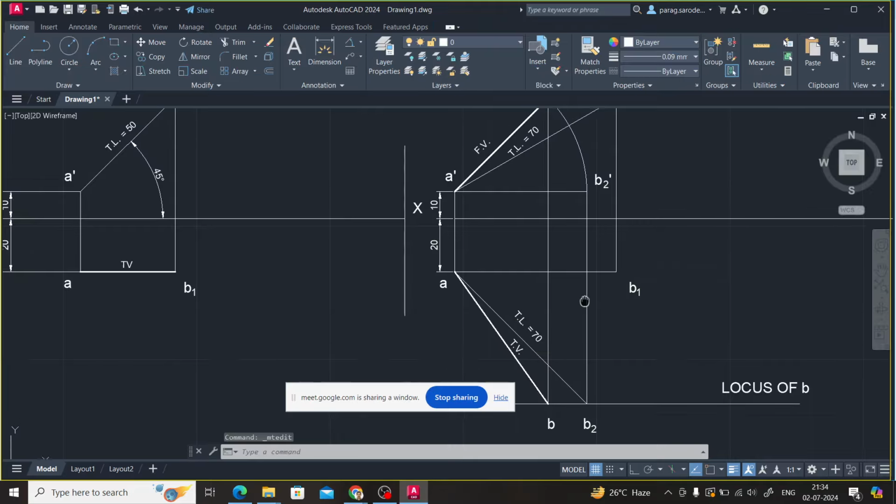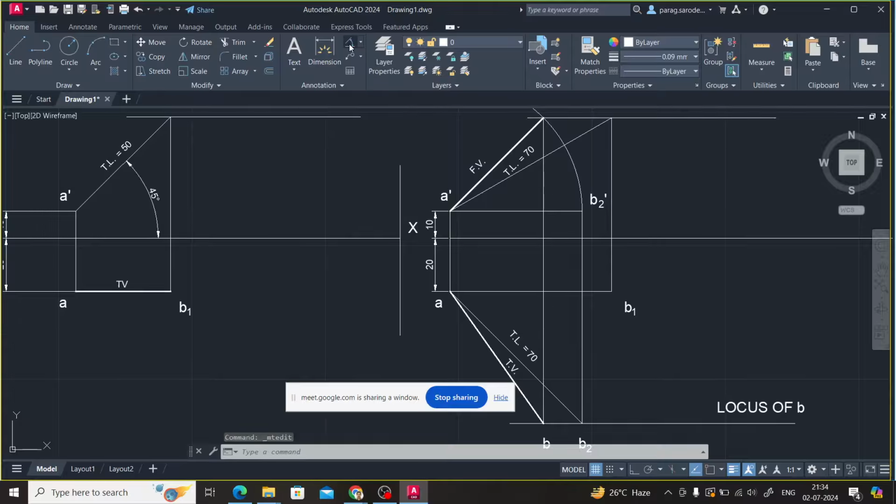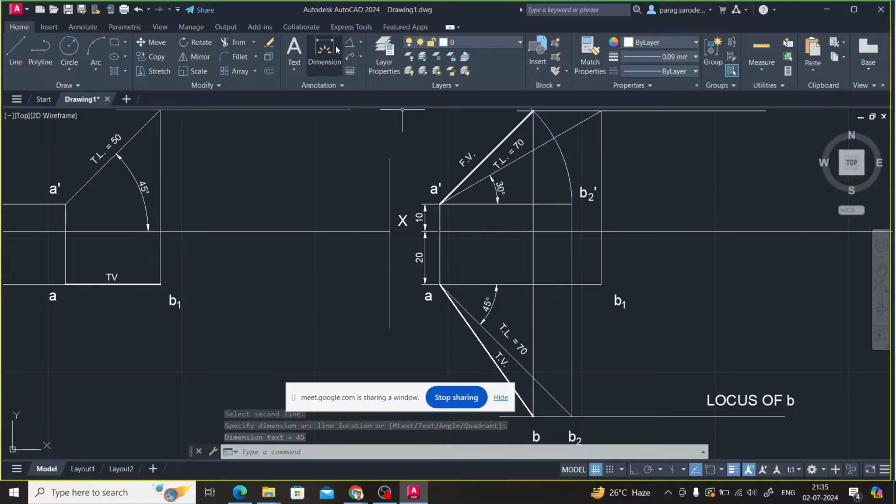Okay. Now look at this. What is the angle here? This angle is 30. Okay, this is angle 45. Okay, 45. Yes. Okay.